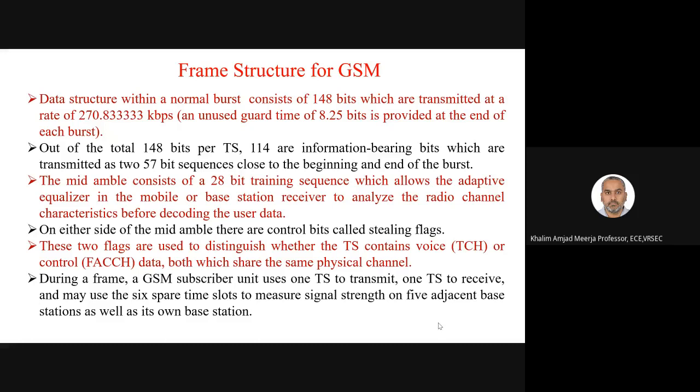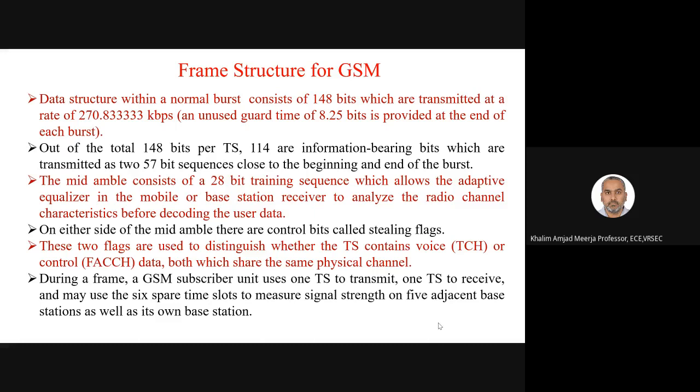Now, during a frame, a GSM subscriber unit uses one time slot to transmit and one time slot to receive, and may use the other 6 spare time slots to measure. See, you should know that there are 8 time slots in the frame. So if it uses one time slot to transmit and one for receive, it can monitor the next 6 time slots to measure the signal strength on 5 adjacent base stations as well as its own base station. So 5 adjacent, you have 6 time slots.